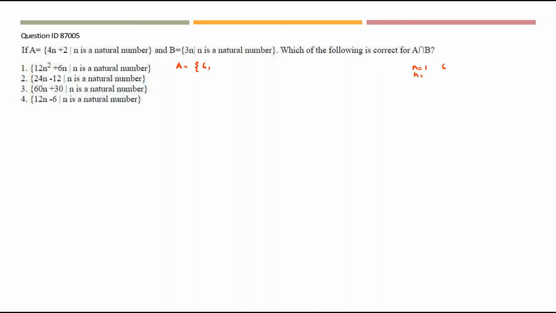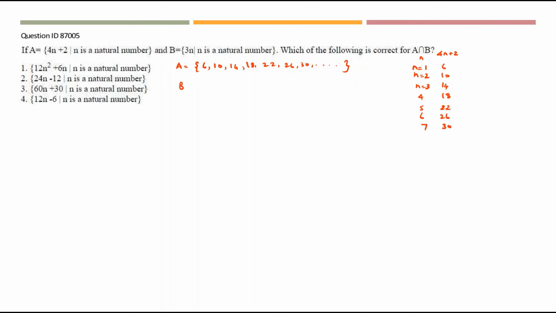Then n is equal to 2. 4 into 2, 8. 8 plus 2 is 10. Then 4 into 3, 12 plus 2, 14. Then 4 into 4, 16 plus 2, 18. When it is 5, it is 22. When it is 6, it is 26. When it is 7, it is 30.